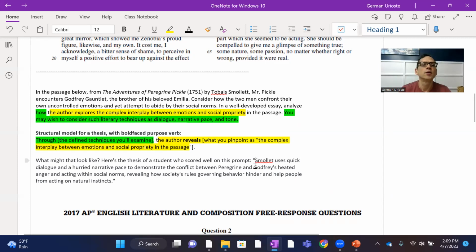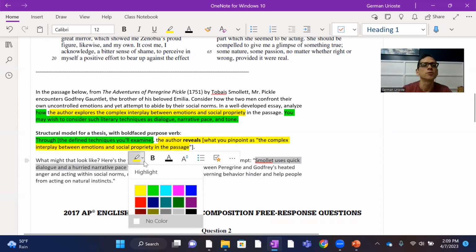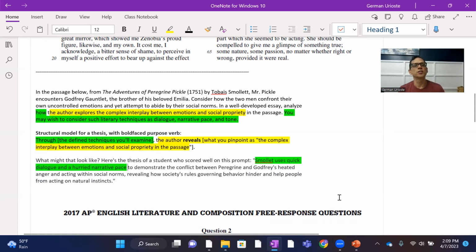So here are the techniques this person is going to be focusing on, right? Smollett uses quick dialogue and a hurried narrative pace, right? And notice that this person is referring back to, all right, I'm going to look at dialogue and narrative pace. Not mentioning tone, that's fine. You don't have to do all of them necessarily. You have a lot to say about dialogue and pace, great, right? So quick dialogue and a hurried narrative pace to demonstrate what? The conflict between these two characters, heated anger and acting within social norms, right? Revealing how, there's the overall claim, a little wordy, but that's fine. Society's rules governing behavior hinder and help people from acting on natural instincts.